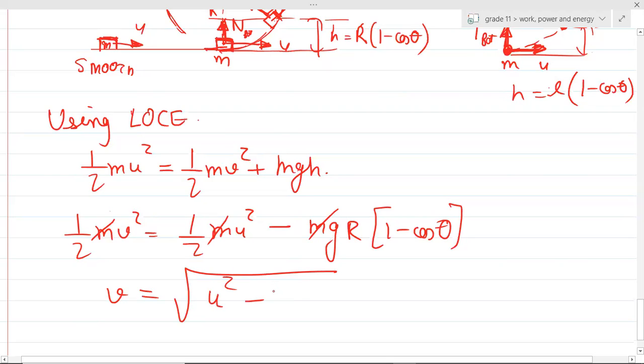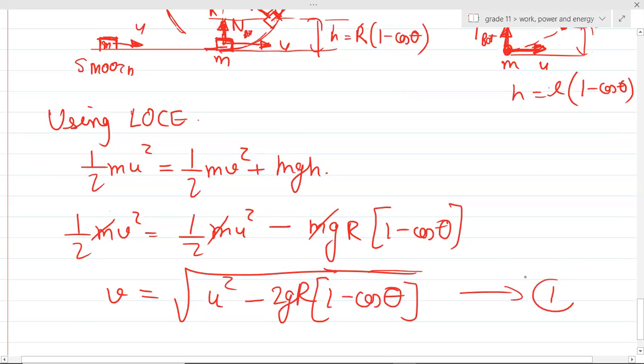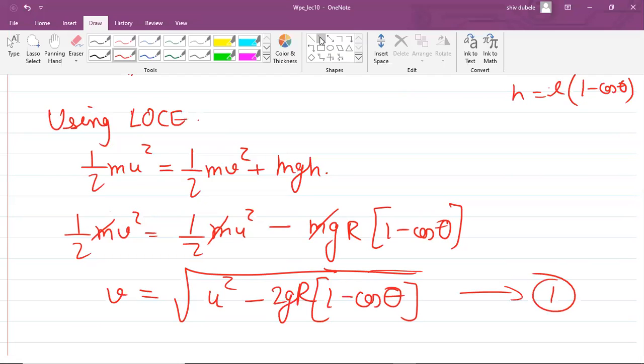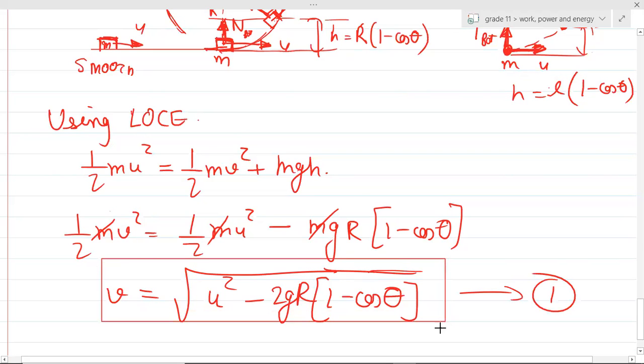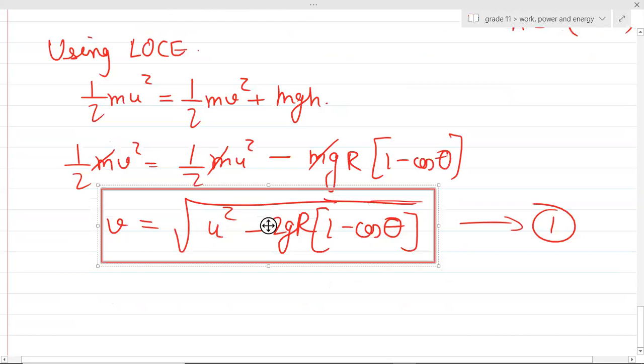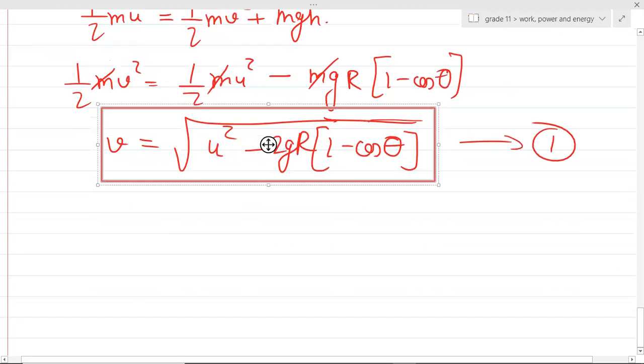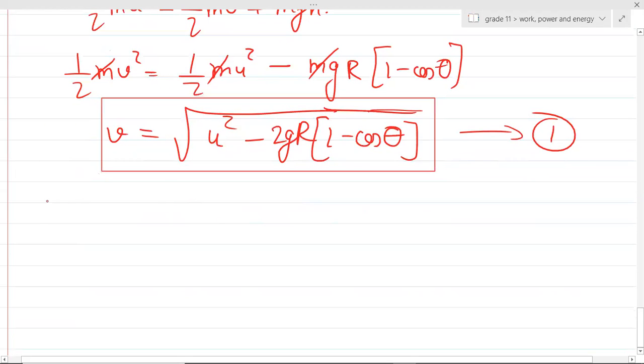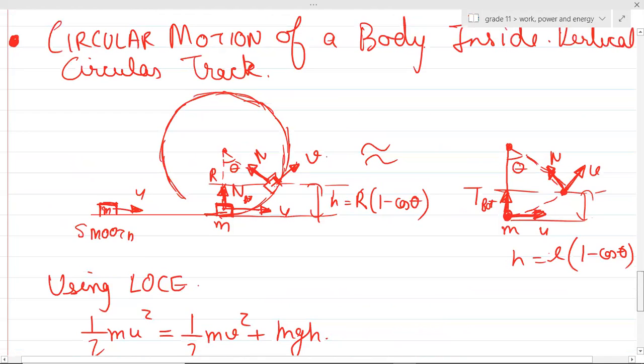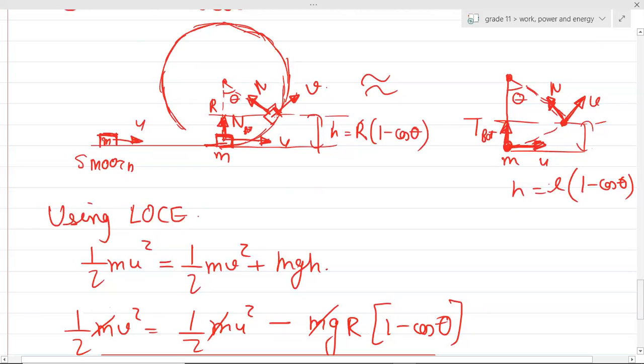Guys, can you see this? It has the same formula it had in the case of the string. Can you see this case and the string case are similar? Yes or no? Yes, sir. At any angle theta. Please write it till here. Draw the diagram very well. It's a smooth circular track of radius R.